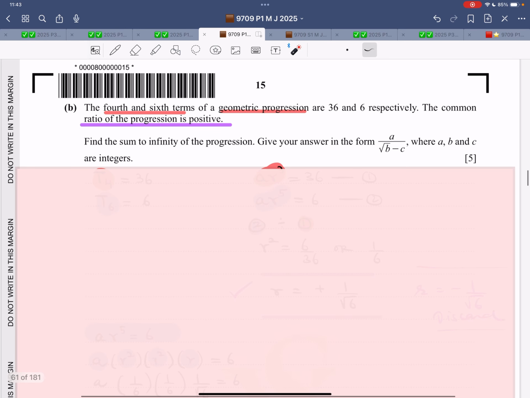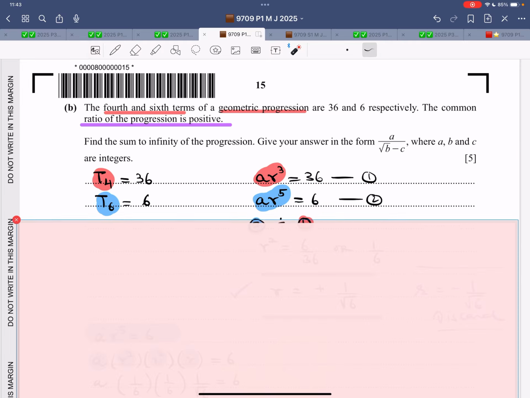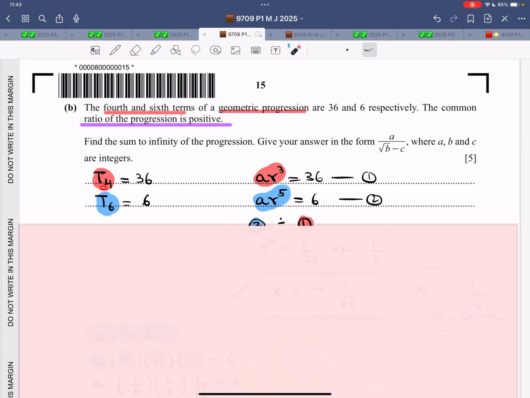Now they are asking us the fourth and sixth terms of a geometric progression are such and such respectively. Common ratio is positive. Find the sum to infinity. Give your answer in this particular form where a, b, c are integers. Now first of all, T4 is 36. So T4 is written as AR cube. T6 is 6, AR power 5. Now divide 6 by 36 or 36 by 6, because this has a bigger power. So R^5 over R cube is R square. The A and A cancels off.